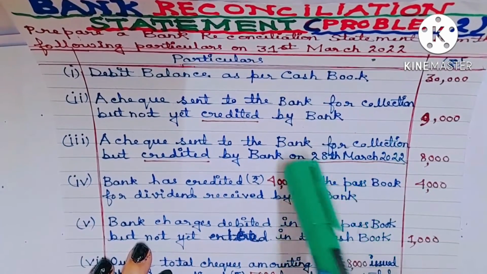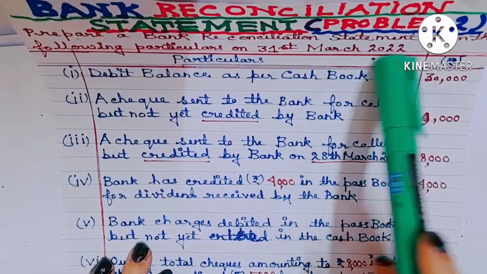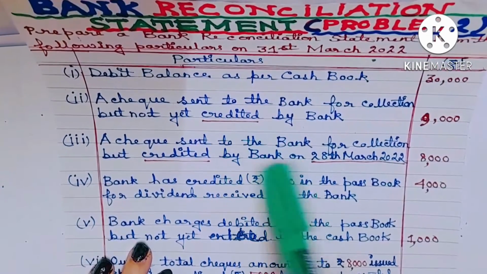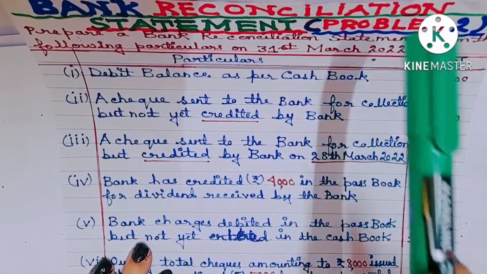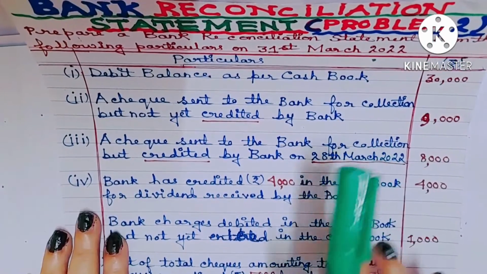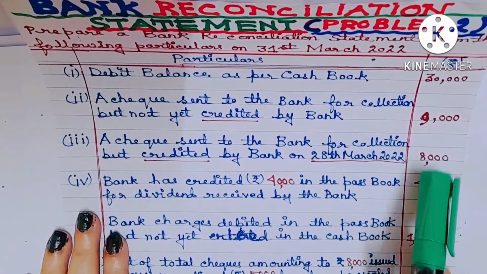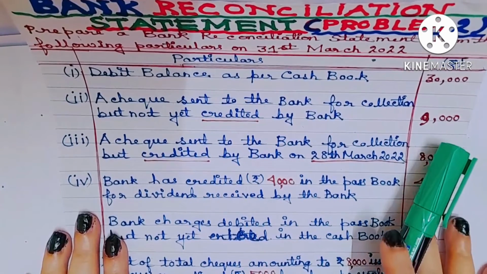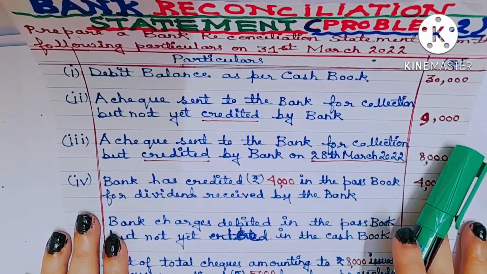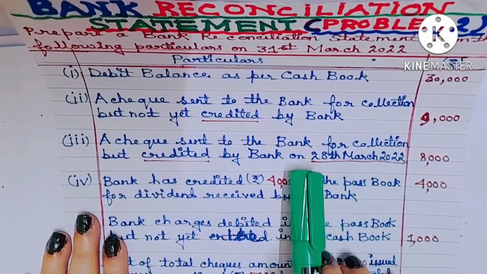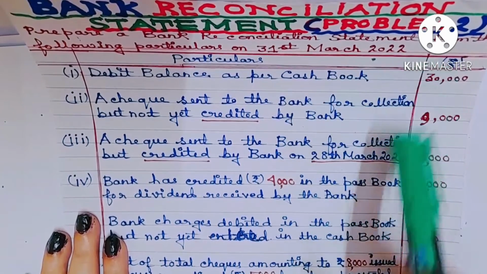But since it has been recorded within 31st March 2022, this transaction won't appear in the bank reconciliation statement. Neither do we have to add 8,000 nor do we have to deduct 8,000. We just have to ignore it. Okay? Since it has been already recorded within 31st March 2022.